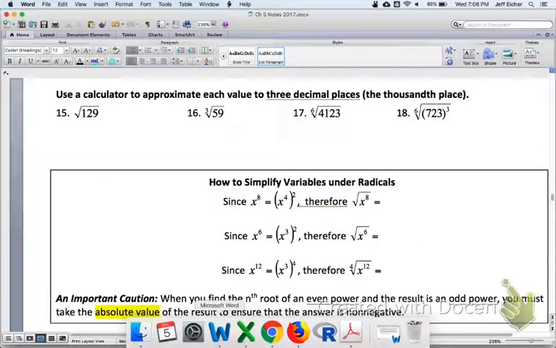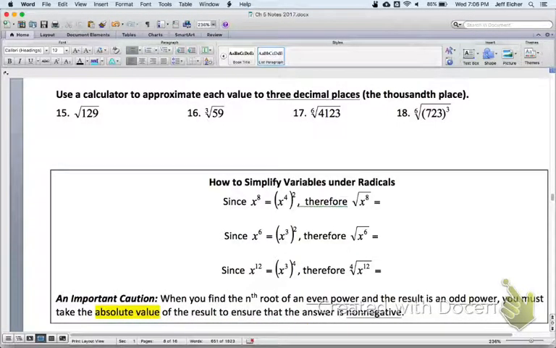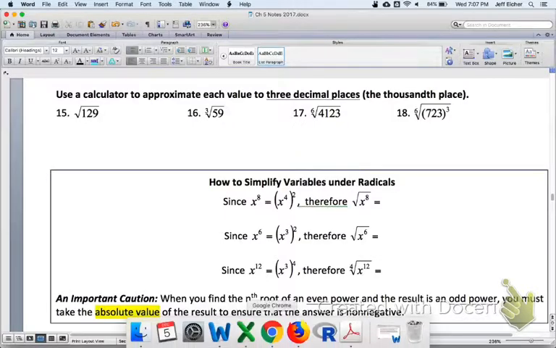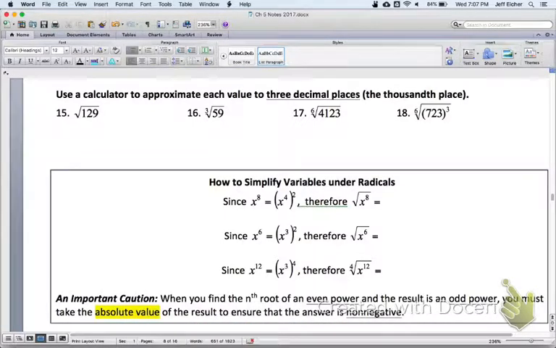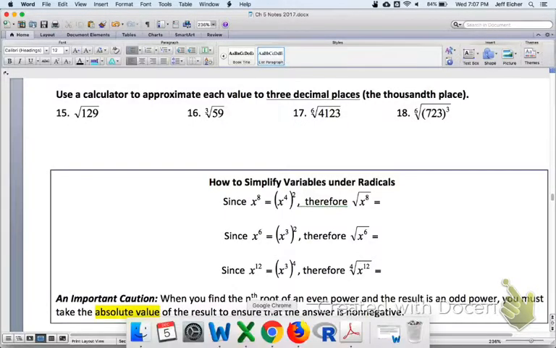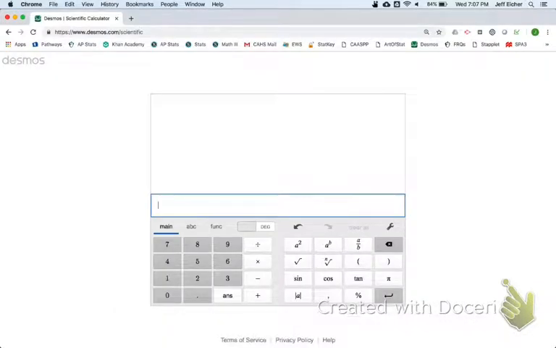There are many calculators in the world, so I won't try to explain how to use every calculator. It's your responsibility to figure out how to use your calculator. If you're borrowing one of my fancy-dancy graphing calculators, you'd hit the Math button and be looking for these different buttons. The square root of 129 shouldn't be too difficult. We can estimate that to be, what, about a little bigger than 11.